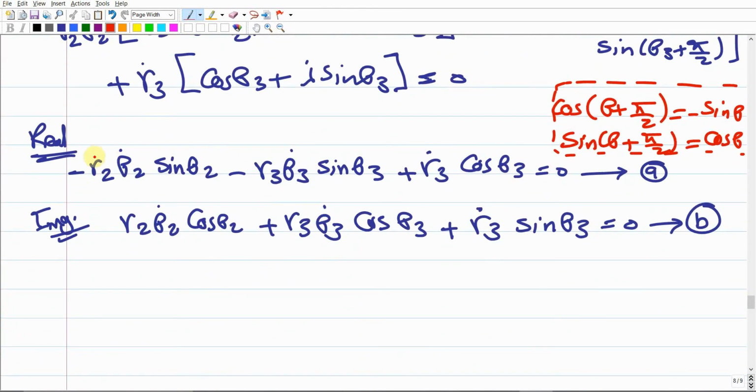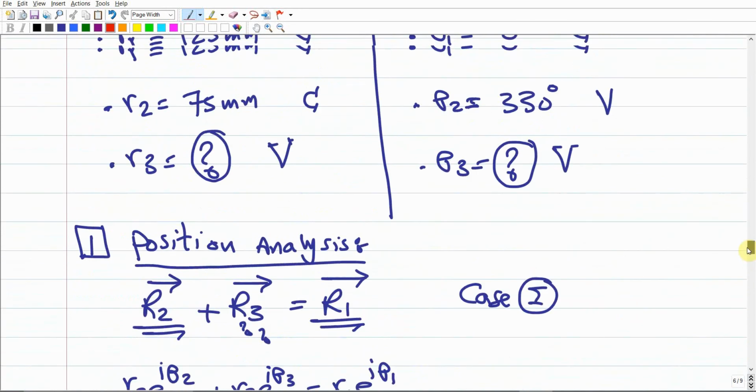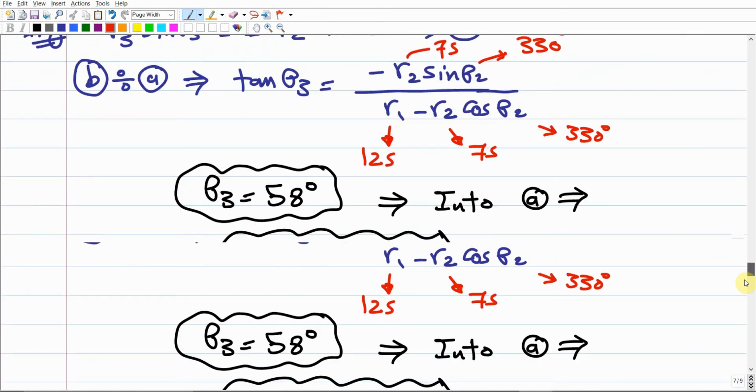So we do have R2 is 75 and theta 2 dot is already given by 60, and it is positive, 60 radian per second because it rotates in the counterclockwise direction. Theta 2 is 330 degrees, and R3, how much is it given by? I forgot. 125, I think. Yeah, 125. No, this is R1. So R1 is the 125.